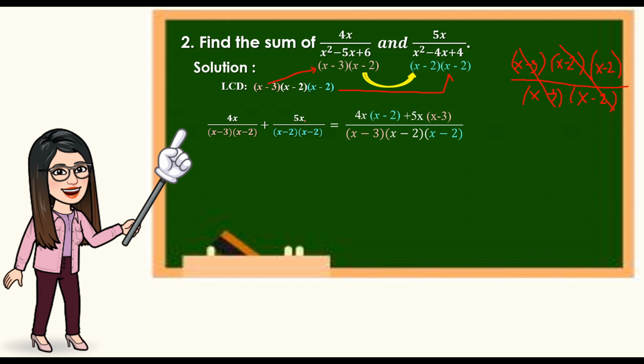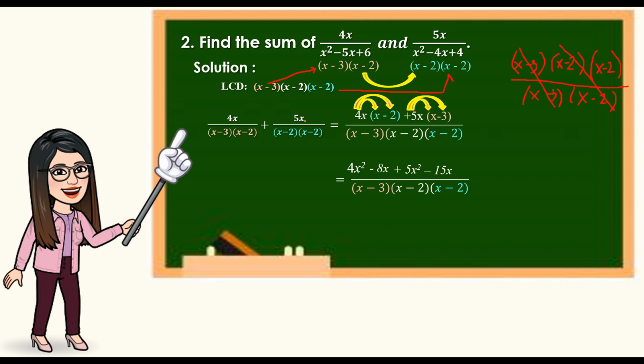Okay, next let us simplify. Rewrite the given denominator, our LCD. For x times x is 4x squared. For x times negative 2 is negative 8x. Positive 5x times x is positive 5x squared. Positive 5x times negative 3 is negative 15x. Just be sure, guys, that if you are going to multiply the terms, you have to include their signs.